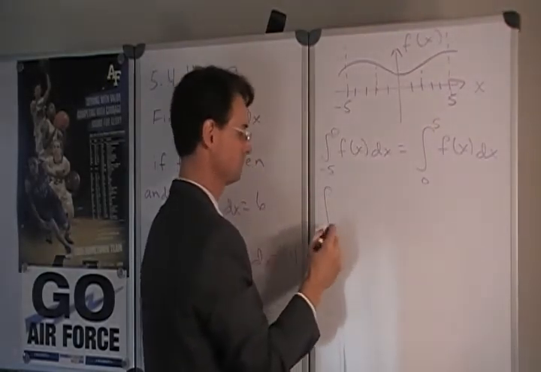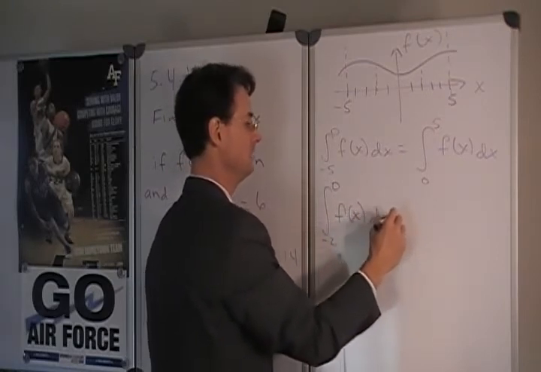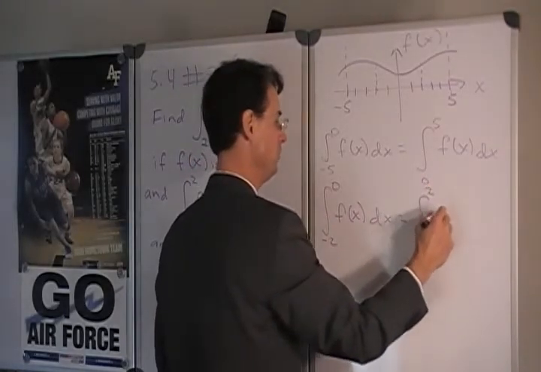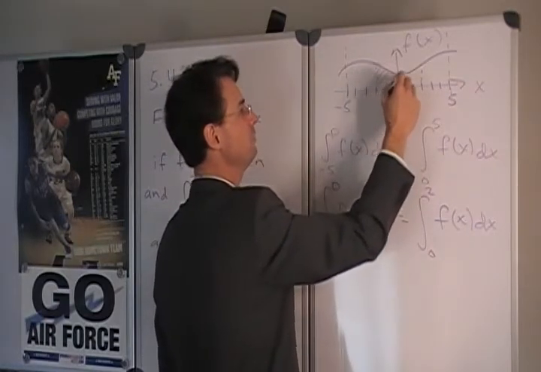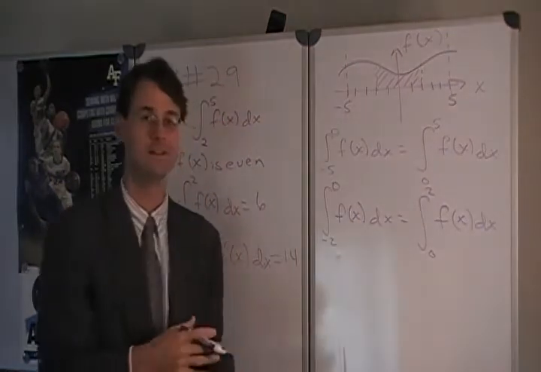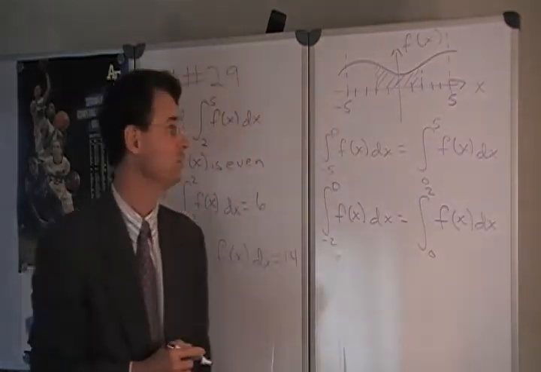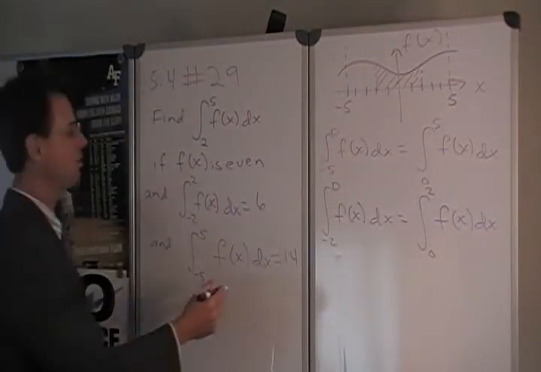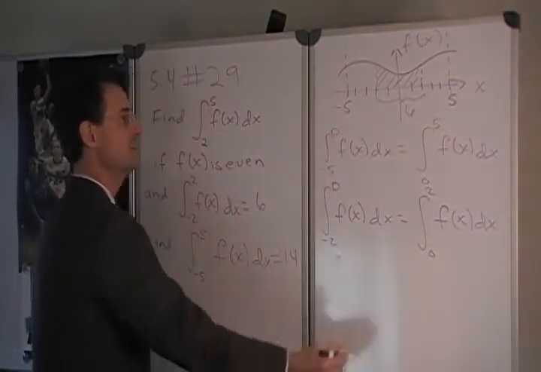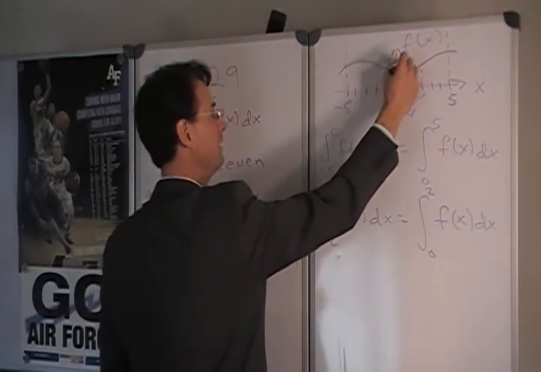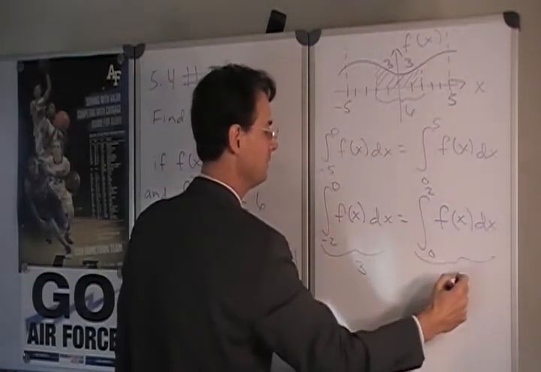We also know that the integral from negative 2 to 0 is going to be equal to the integral from 0 to 2 of f of x dx, because these two regions are also going to be perfect mirror images, so because of that symmetry, they're equal. Alright, now let's think what we got. Well, we know this whole integral here is equal to 6, which means each subintegral has to be equal to 3. So this integral is equal to 3, and this integral is equal to 3.